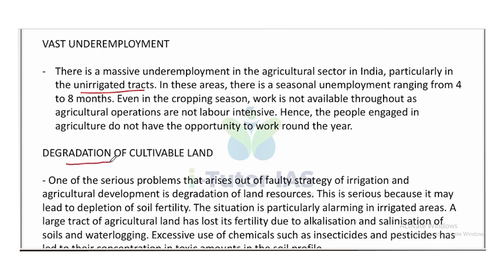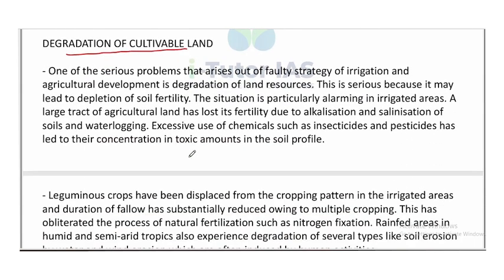Next one is the degradation of cultivable land. One of the serious problems that arises out of faulty strategy of irrigation and agriculture development is the degradation of land resources. This is serious because it may lead to depletion of soil fertility. It can reduce the soil fertility. This situation is particularly alarming in irrigated areas. A large tract of agricultural land has lost its fertility due to the alkalization and salinization of soils and waterlogging.